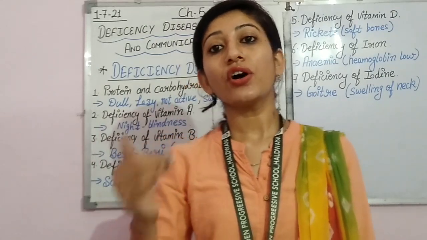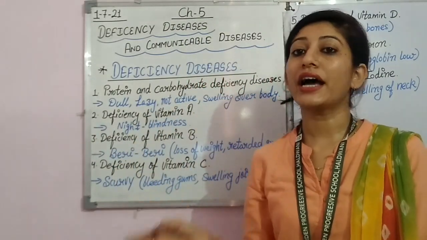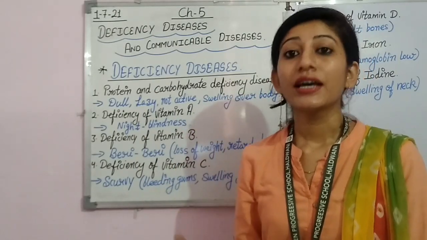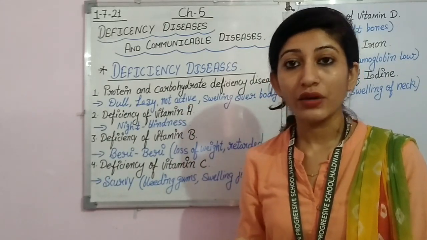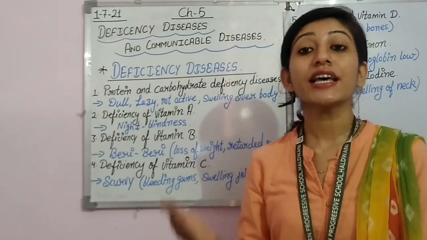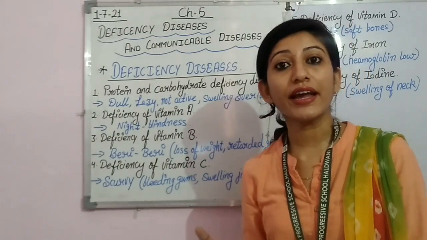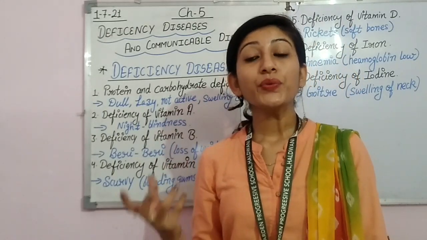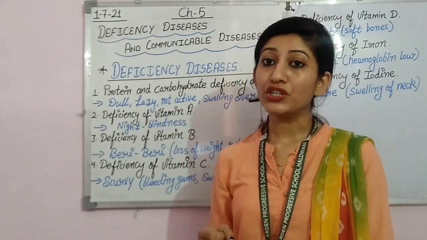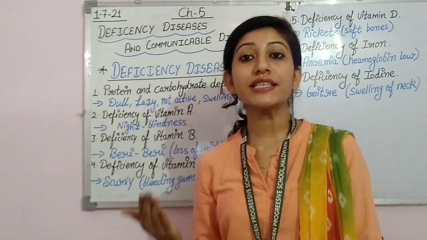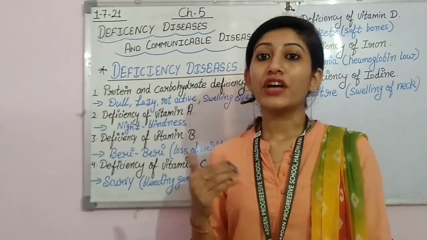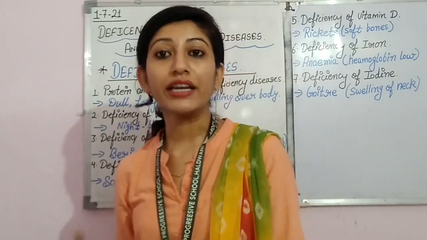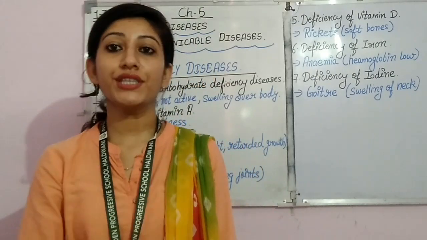In your previous video related to this chapter, I explained what is disease, what is the meaning of deficiency, what is the meaning of deficiency diseases, as well as the reason why disease occurs and why we need a balanced diet. I have explained the different types of nutrients as well as the role of those nutrients in our body. So all these things we have discussed already in our previous video.